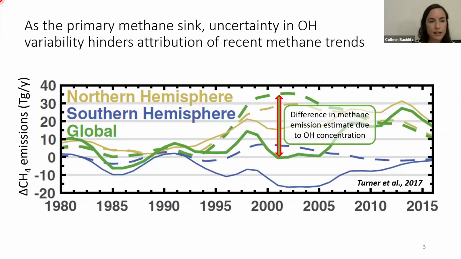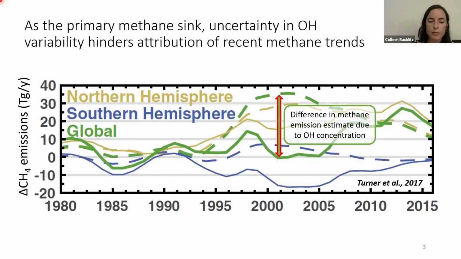Okay, and so from there, as the primary methane sink, uncertainty in OH variability hinders our capacity to attribute recent methane trends. And so here I'm showing a plot of trends in methane emissions from 1980 to 2015. And so I want to call your attention to the green lines in this plot. And so these are representing the global trend in methane emissions. And so the dashed line is representing the most likely solution from an inversion. So that's our best guess at what methane emission trends would have been from year to year, where the solid line is showing if OH concentrations were held constant.